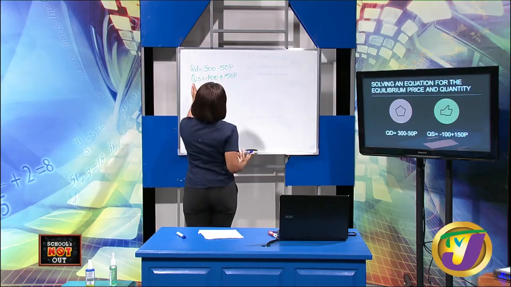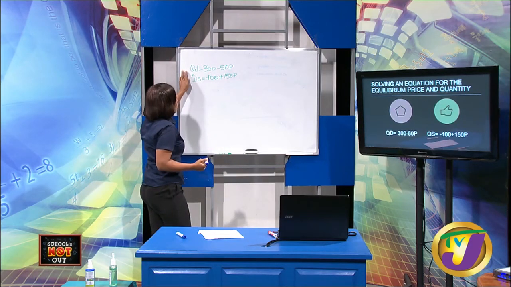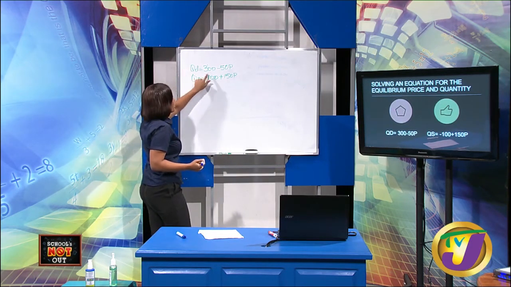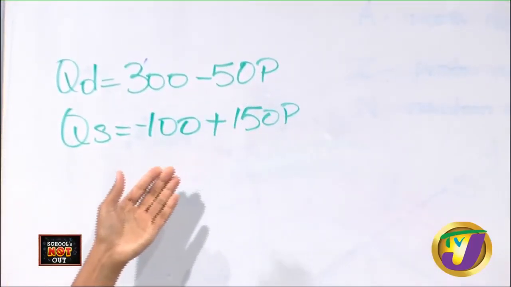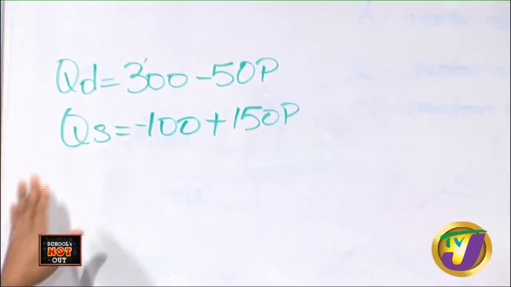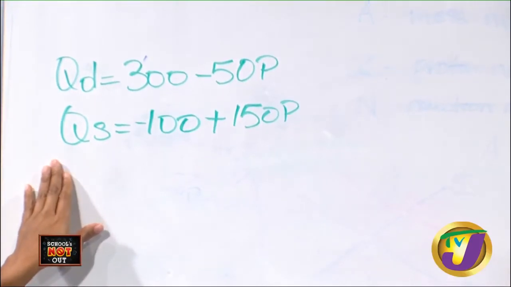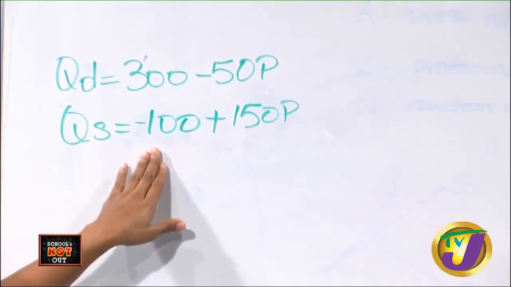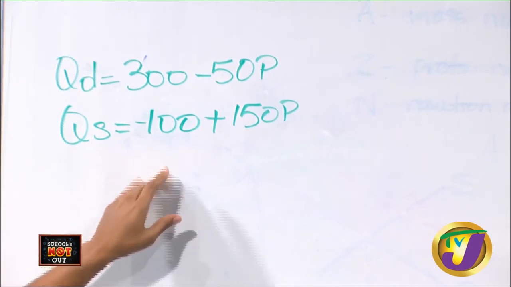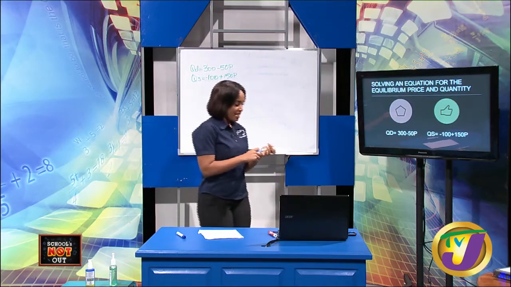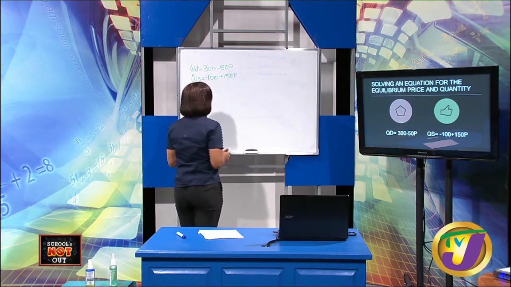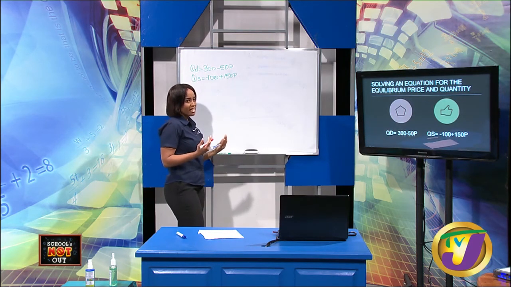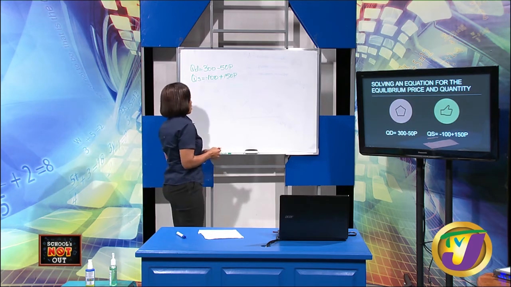So, if the equation states that quantity demanded is equal to 300 minus 50p, we're solving for p so we can determine the price, and quantity supplied is equal to negative 100 plus 150p. Keep in mind that these equations should help you to solve for the equilibrium price and quantity. And there are different methods that you can go about solving this.